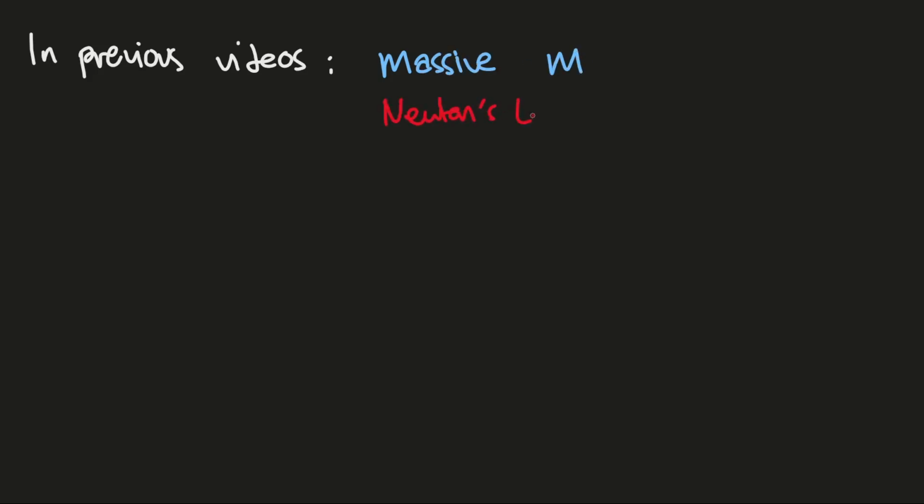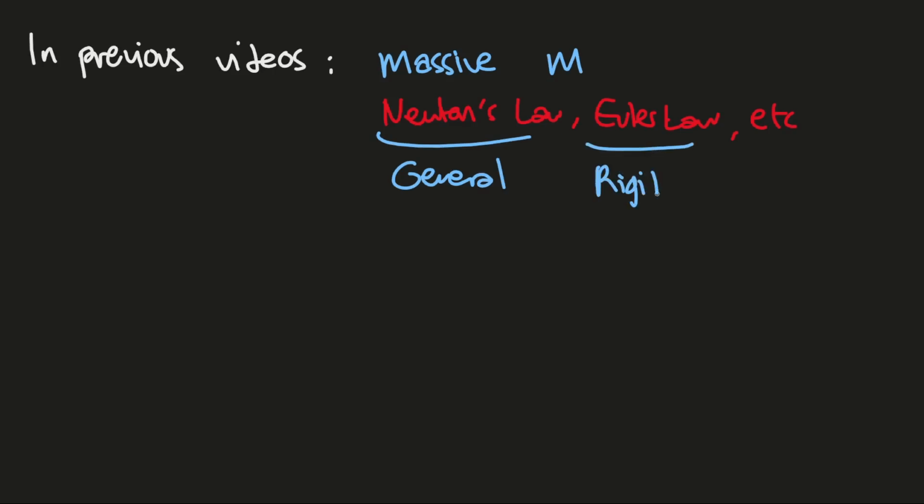In previous videos, we learned about the massive particle, which has a characteristic parameter m, mass, found in Newton's law, Euler's law, and so on. Newton's law explains general motion with mass as the dynamic or inertia parameter, and in Euler's law we have the rigid body, which generalizes to the inertia tensor and so on.